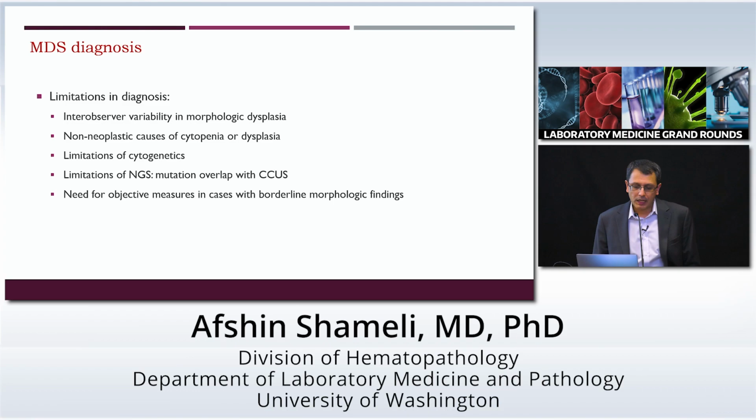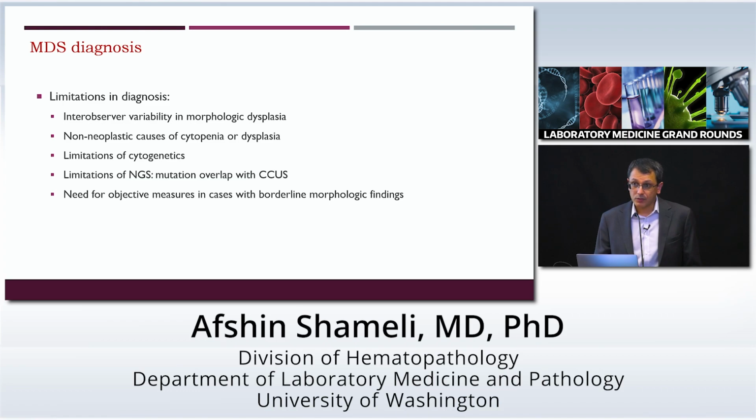Cytogenetic abnormalities can be seen in about 50% of MDS cases, but again, these are less common in low-grade MDS, where the most diagnostic challenge is present. NGS findings and somatic mutations can be found in about 80 to 90% of MDS cases, but again, there is significant overlap with the pre-malignant condition of clonal cytopenia of undetermined significance, and in fact, in the latest WHO, other than SF3B1 and TP53 mutations, no other mutations are considered diagnostic of MDS.